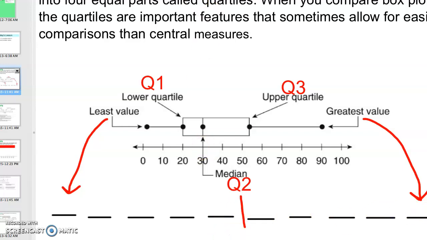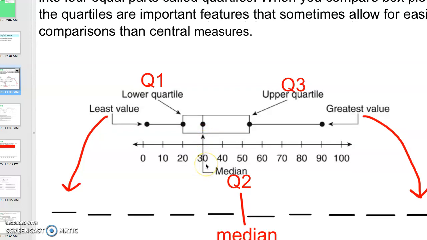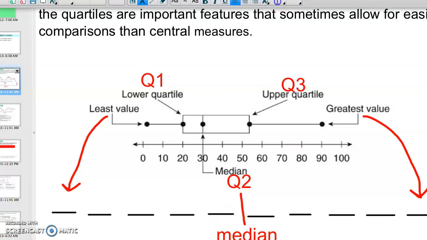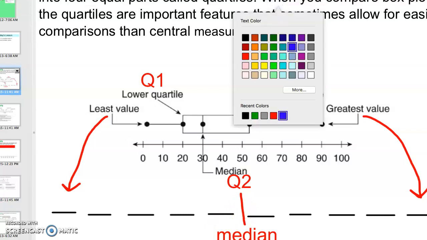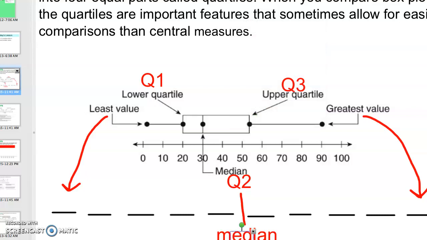My median is actually going to be right here in between these 2 numbers. To find the median in between 2 numbers, we add these 2 numbers together and then divide by 2. Whatever number I get when I add these 2 together and divide by 2 would be my median, which in this case is 30. So I'll go ahead and add that in. The median here is 30.